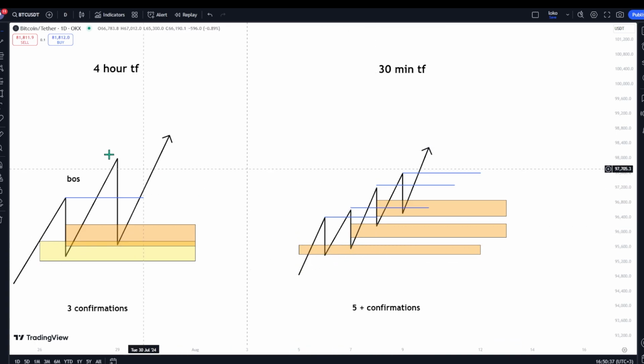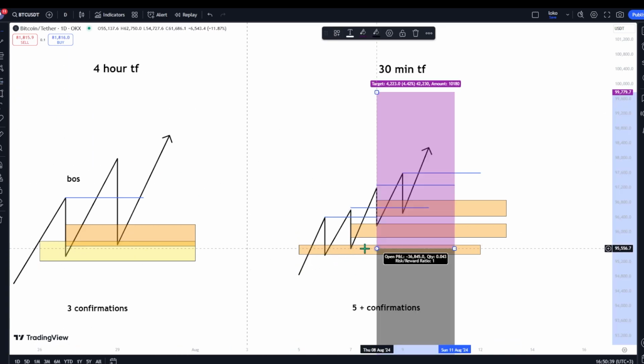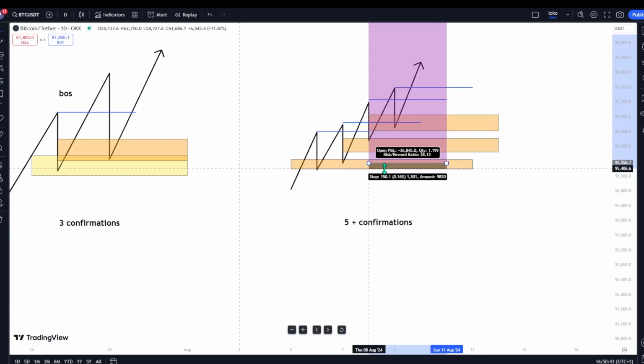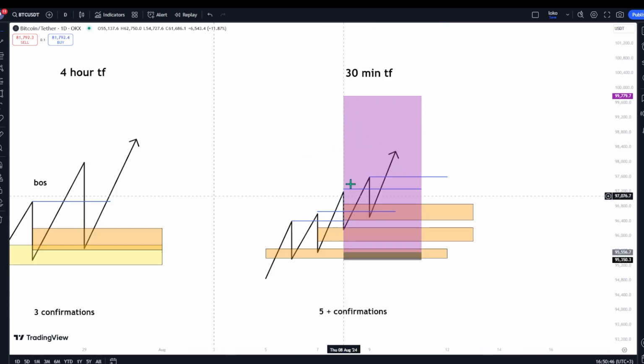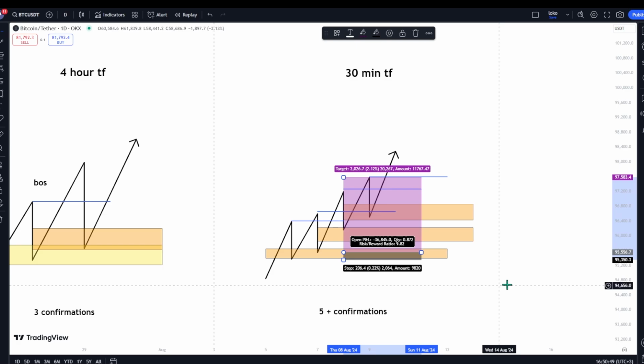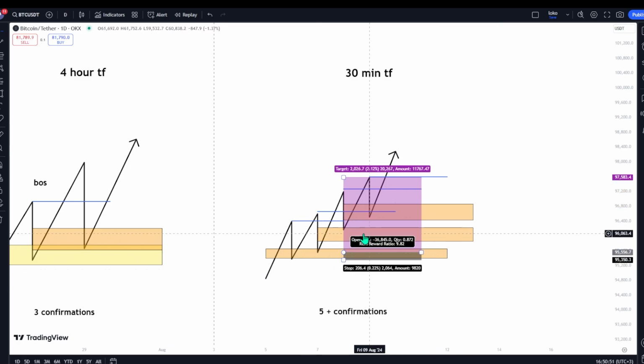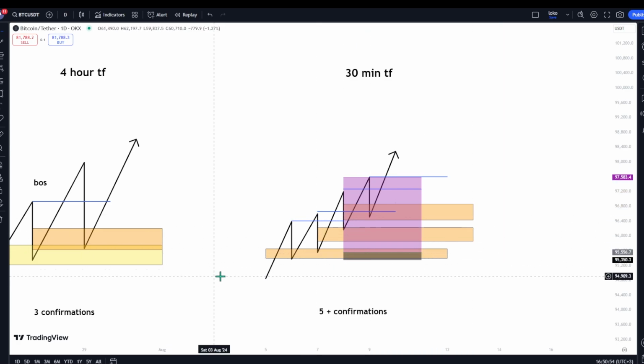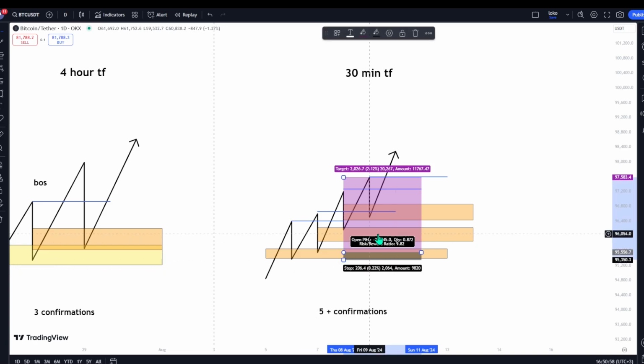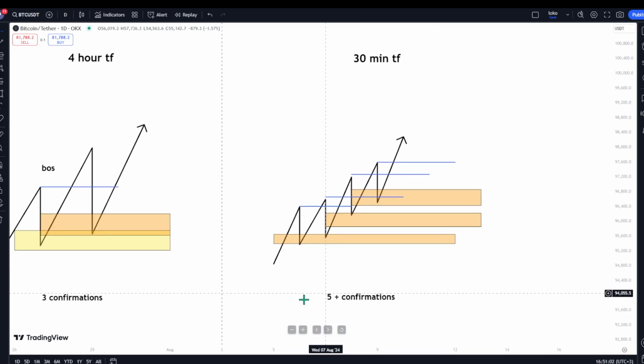Here we can see the retest, and after that we can open a good deal with a better risk ratio, because here we have a good view of all the liquidity pools. And the lower the time frame you analyze, the better risk ratio you can get in this situation. Here we have more than 5 confirmations.